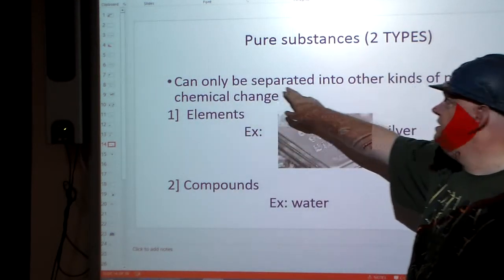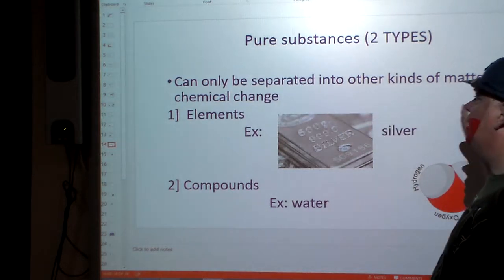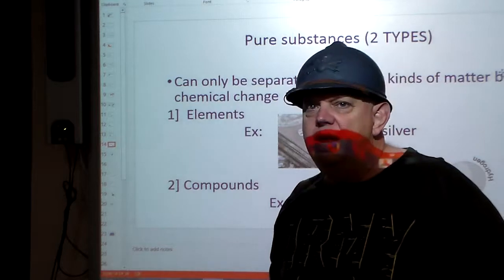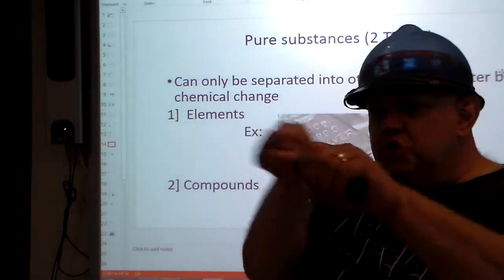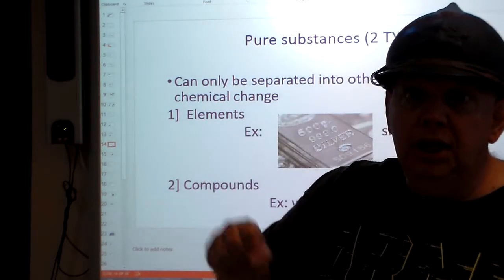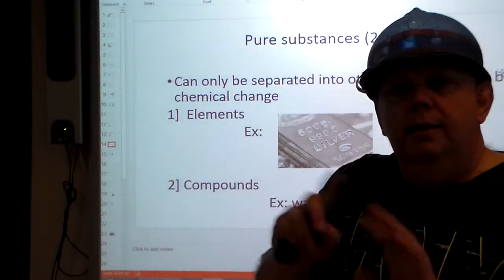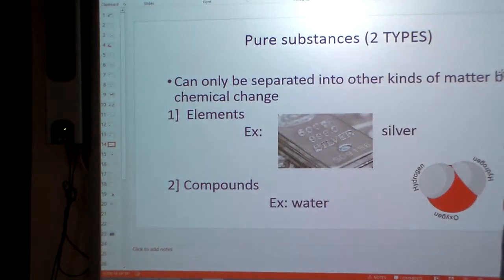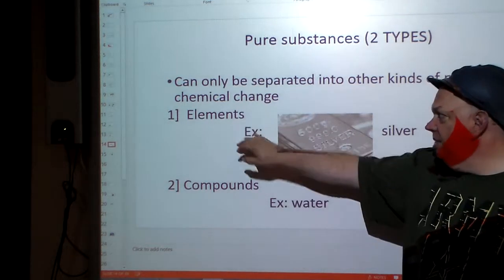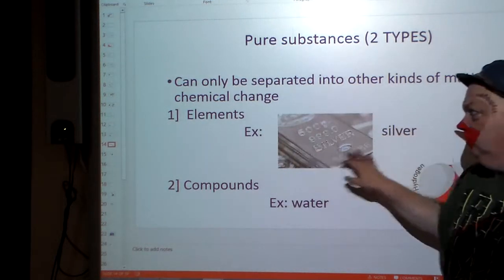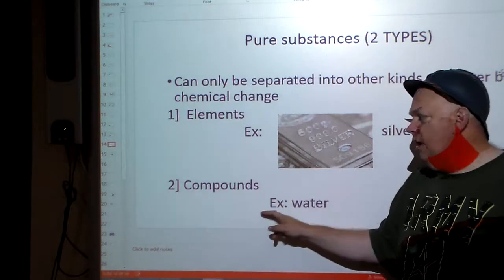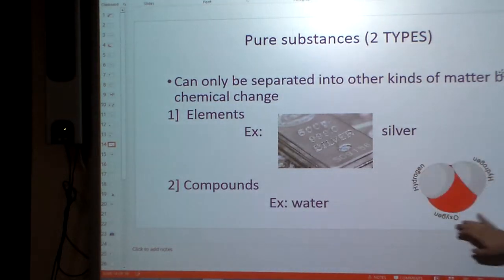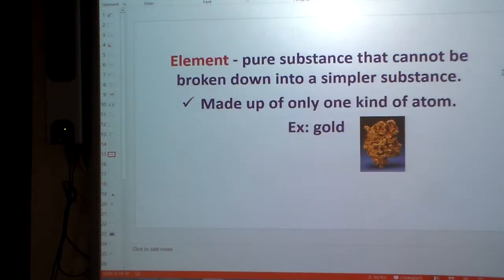Now they can only be separated into other kinds of matter by a chemical change. So in other words, they got to be separated not by us tearing it apart, pulling it, folding it. No. We have to use chemical changes in order to do this, okay? So we have elements like silver. We also have compounds, which are also pure substances, like water. And there's our molecule for the water.